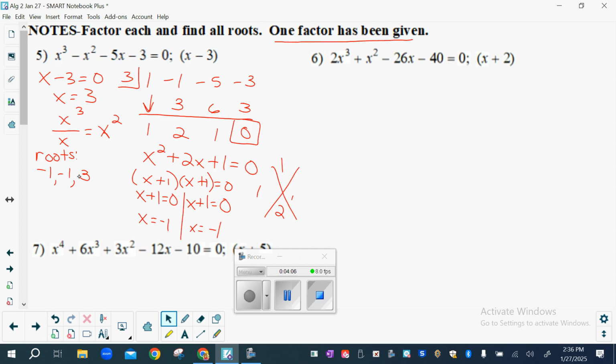So see, we had that negative 1 that repeated. We have to list it twice. We can't just list it once, because it's a root twice.